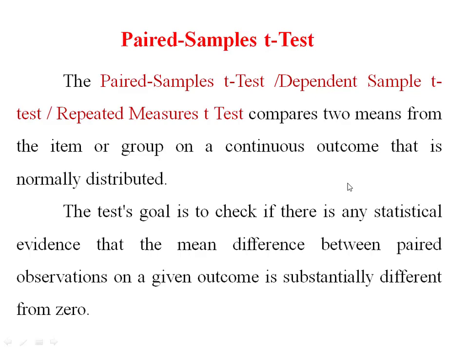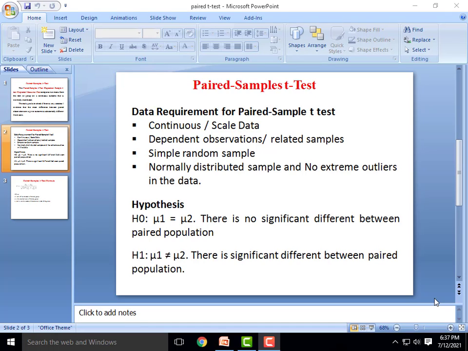Data requirements for the paired sample t-test, or assumptions of the paired sample t-test. First one, the data should be continuous or scale data. Data should come from dependent observations or related samples. A simple random sample is a must for the paired sample t-test. Fourth one, data should be normally distributed with no extreme outliers in the data.